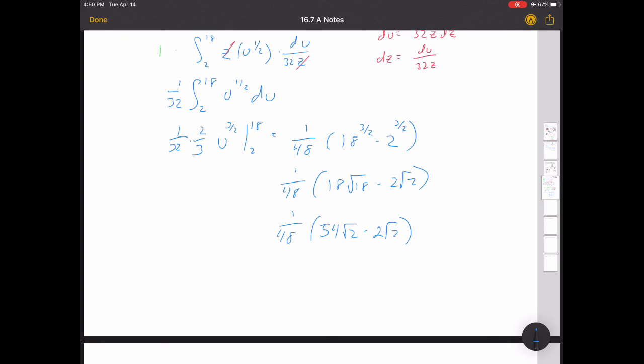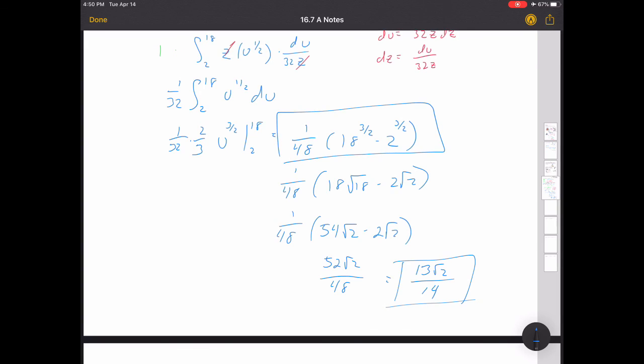54 square root of 2 minus 2 square root of 2 is 52 of them. So I get 52 root 2 over 48. 52 over 48 simplifies, what goes into both of those? 4, I think. So that'd be 13 root 2 over 12. Okay, that's the most simplified form. You could have stopped right here, and that is perfectly acceptable. That is the right answer.